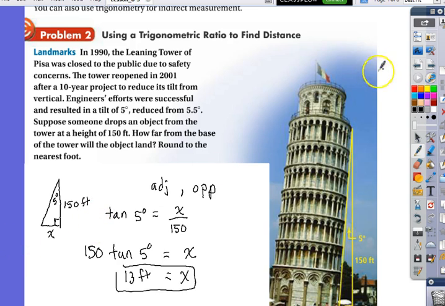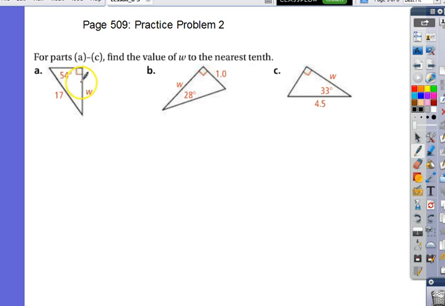So now what I want you to do is go through and see if you can find W to the nearest tenth using the different trig ratios that you would need to use. First of all, let's talk about what trig ratios you'd use. In this one, you've got a 54 degree angle, and opposite and hypotenuse would be a sine function. In this one, you've got 28 degrees, and opposite and adjacent would be a tangent function. And in this one, you've got 33 degrees, and hypotenuse and adjacent, that would be a cosine function. So go through, set these problems up, and see if you can solve for the missing variable in each of these problems.